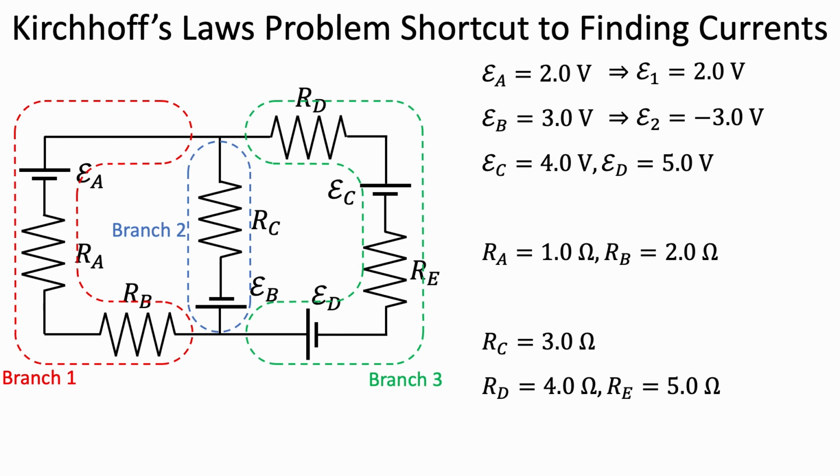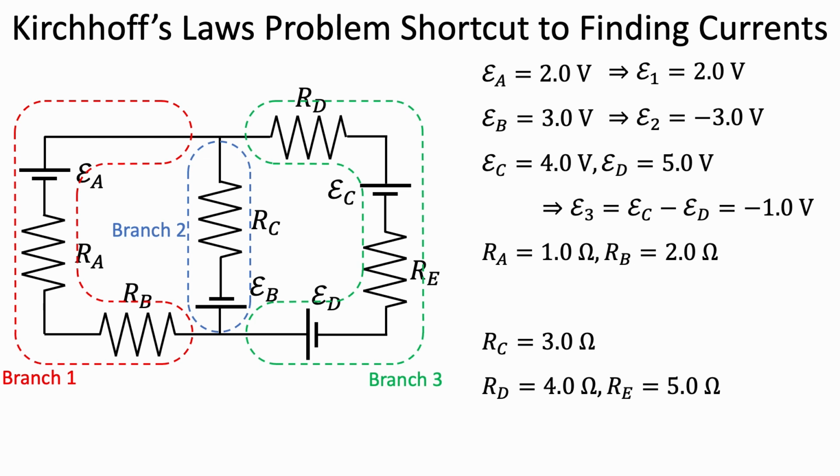When there are multiple batteries, we must add their voltages while keeping track of their orientations. In this particular case, EC has its positive terminal facing upward, while ED has its positive terminal opposing it, so E3 is equal to EC minus ED, or negative 1 volt.